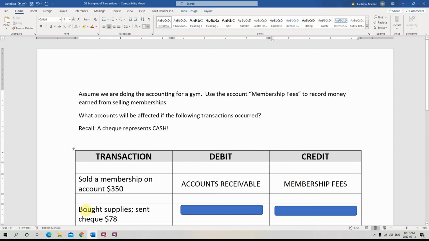How about if we bought some supplies and sent a check? So remember, a check is cash. So our cash is going to be credited, correct? Because we no longer have the money. And supplies is going to be debited.